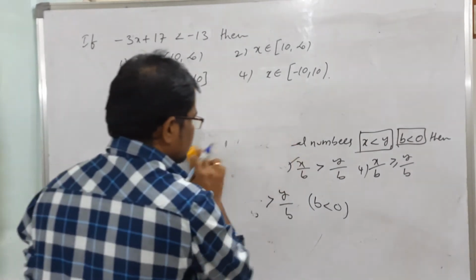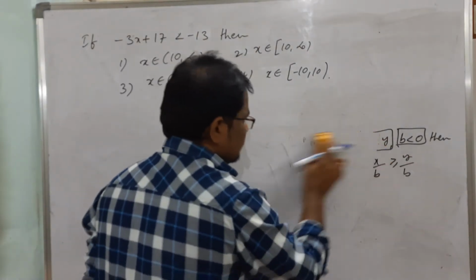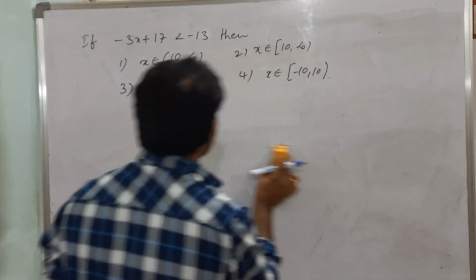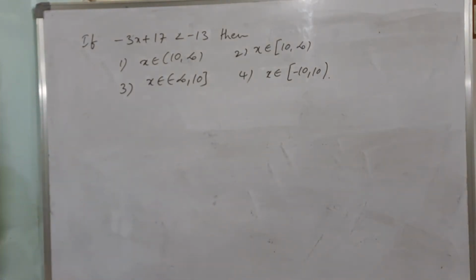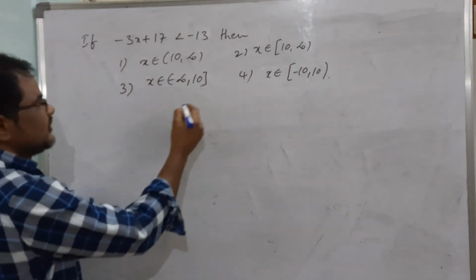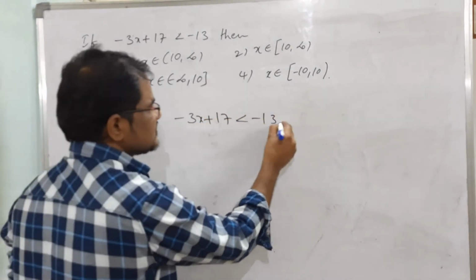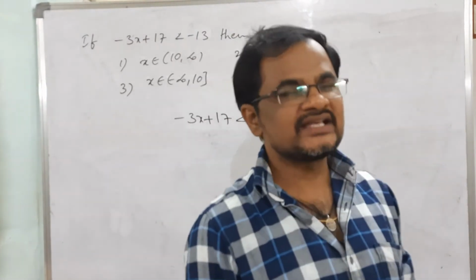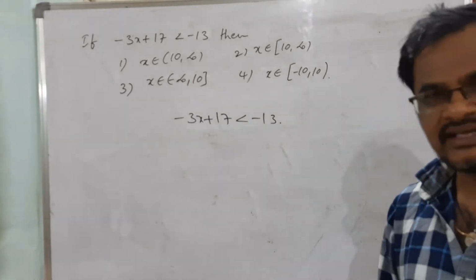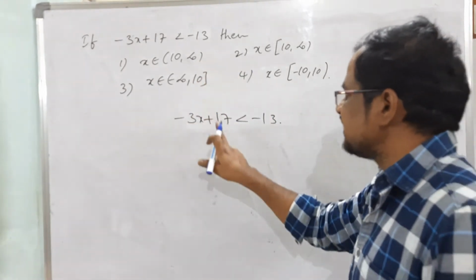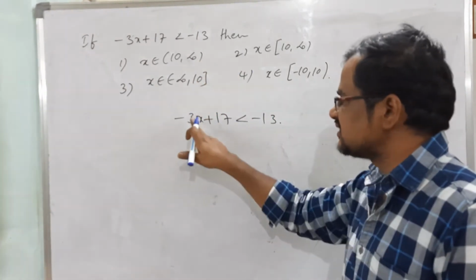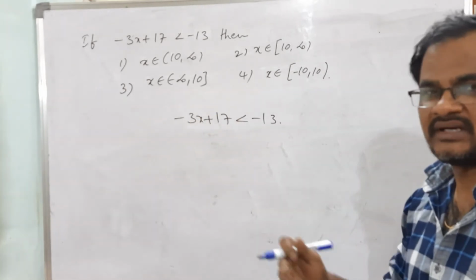Find out the correct option. First, look at the given inequality: minus 3x plus 17 less than minus 13. So x belongs to what? For that, first we have to eliminate the plus 17, and after that the minus 3.